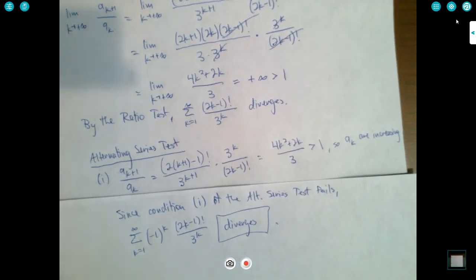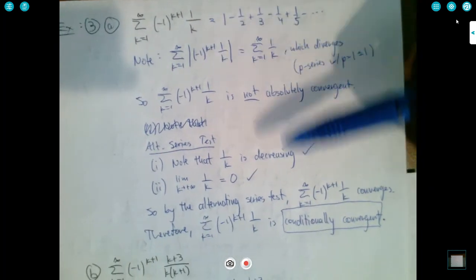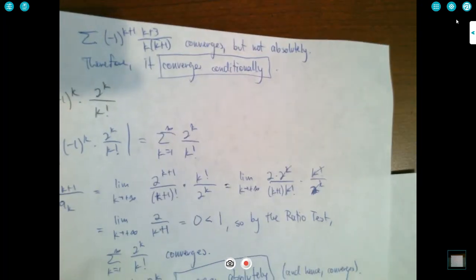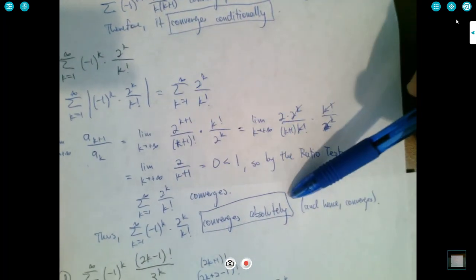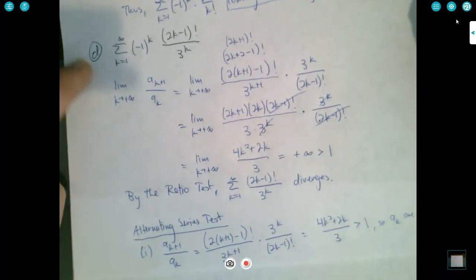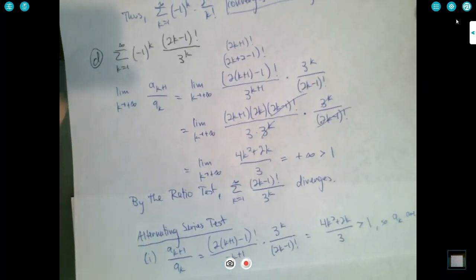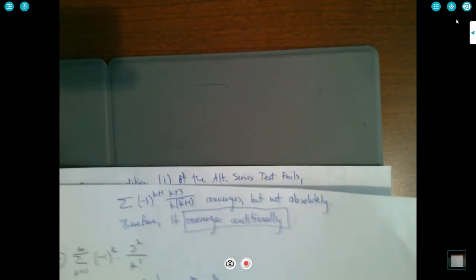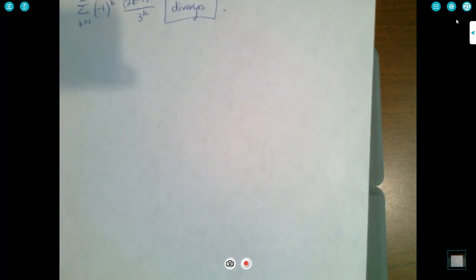So we saw two examples of series that were conditionally convergent, okay, parts A and B. We saw one example of a series that was absolutely convergent, that was part C. And then we saw one example of a series that's divergent, and that was part D. Okay, so hopefully that gives you a good feeling for how to go about these kinds of problems.